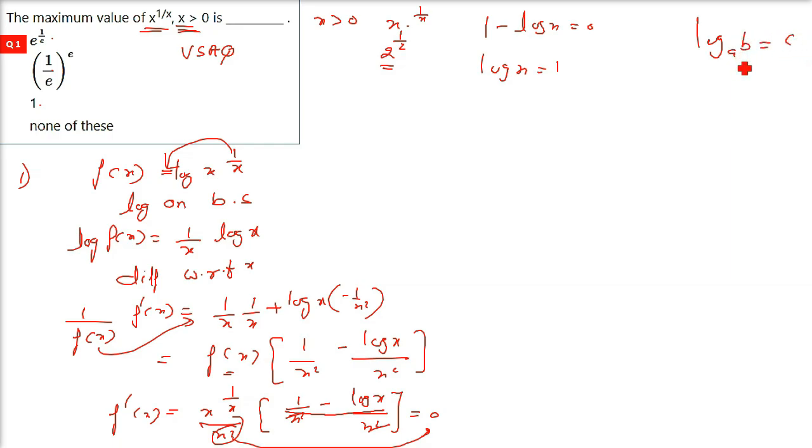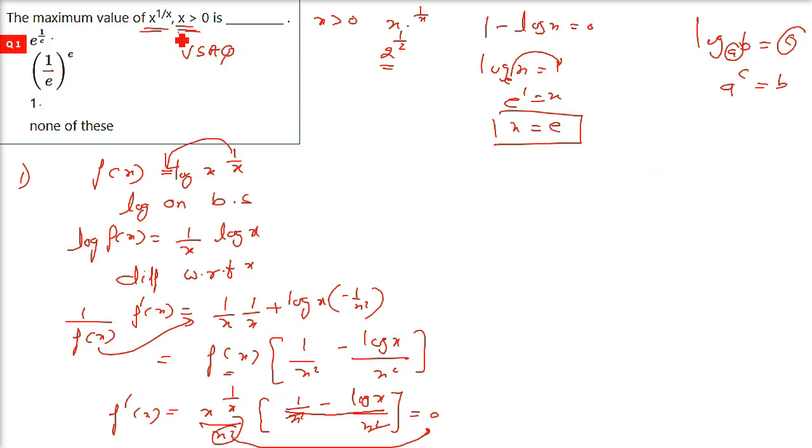So log x will be 1, and you know log base A of B equals C means A raised to power C is B. So here the log base is e, so e raised to 1 is equal to x, so x is equal to e. This is the critical point or extreme point for which you will get the maximum or minimum.